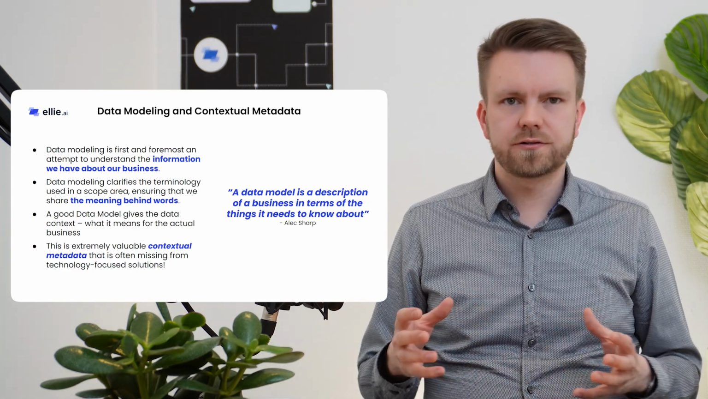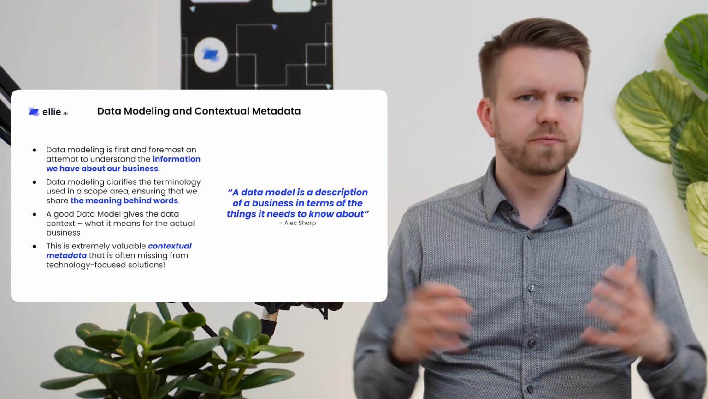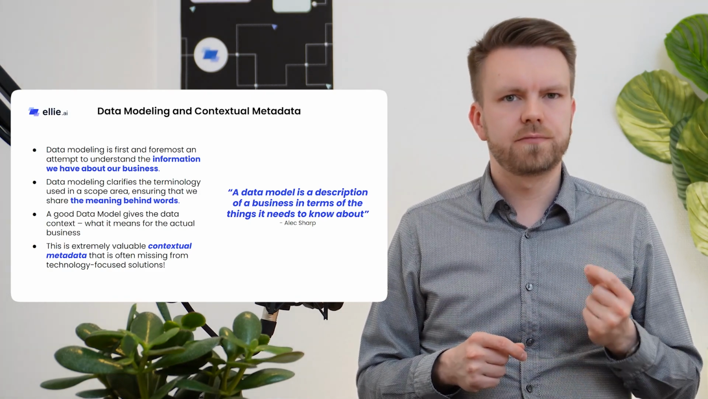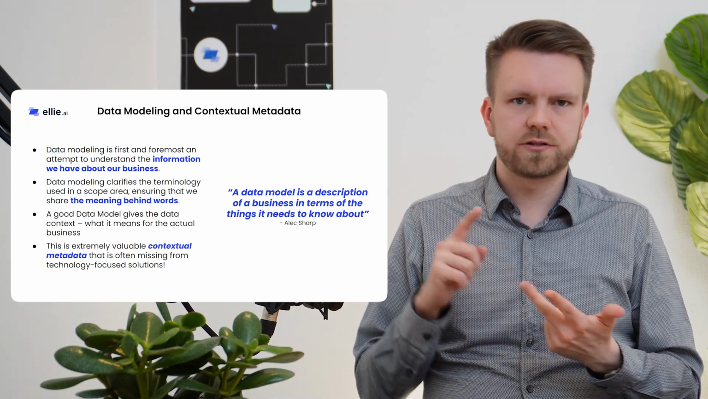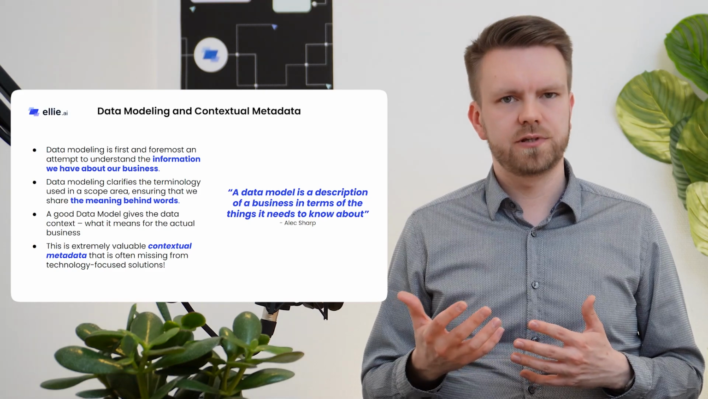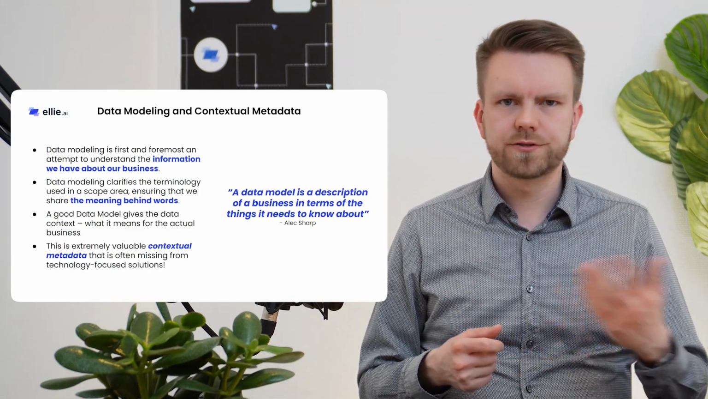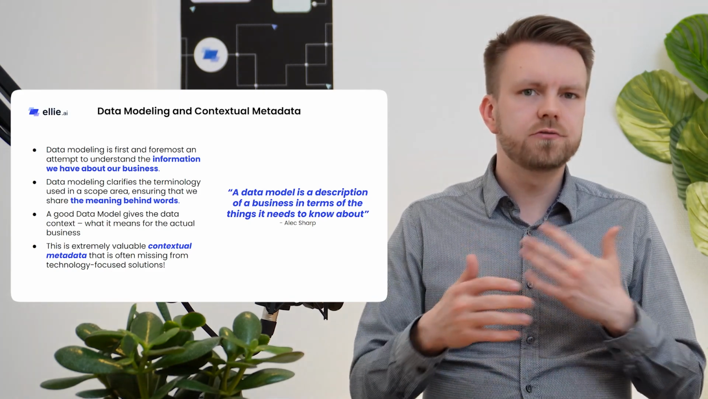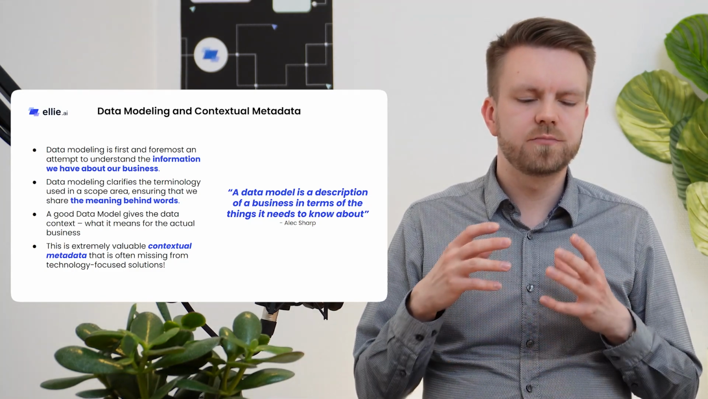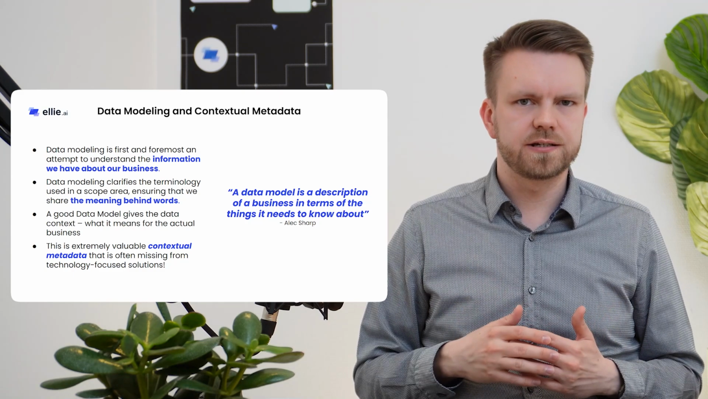We are not describing, at the initial stages of data modeling, databases or anything like that. We are figuring out what we are interested in. Customers, products, services. And then we try to clarify the terminology that we use. What do we mean by customers? What sorts of customers are we interested in? We need to share the meaning behind these words. We need to be able to share that between different domains.